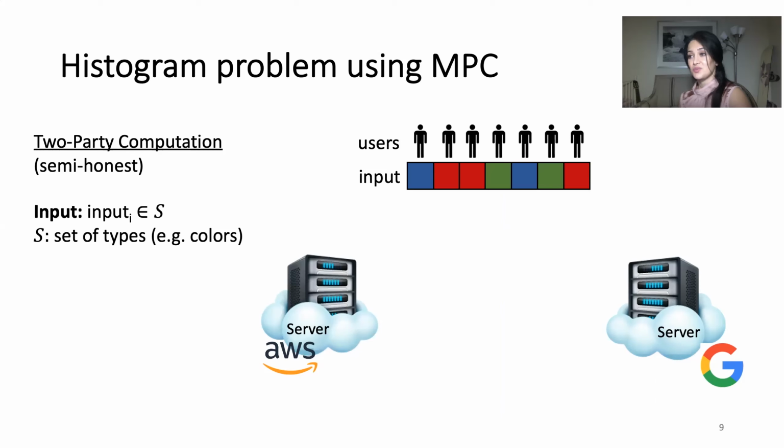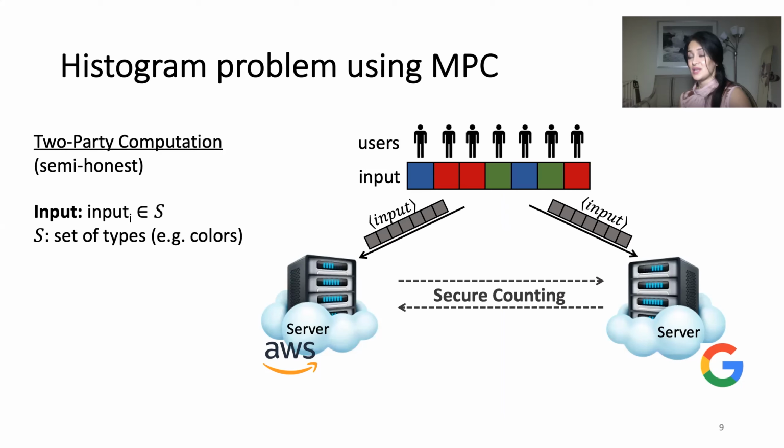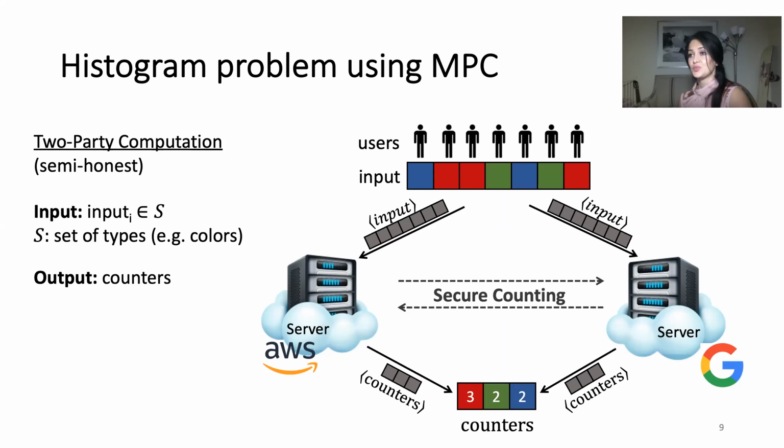The data can be secret shared between these two computation parties or can be encrypted and input to either one of them, because we don't want any of the servers to have complete access to the user's data. Then they involve an interactive secure computation protocol, and at the end the output, which is the exact value of the counter for each type, for each color, is going to be a secret share of the counter values, or it could be the encrypted result.